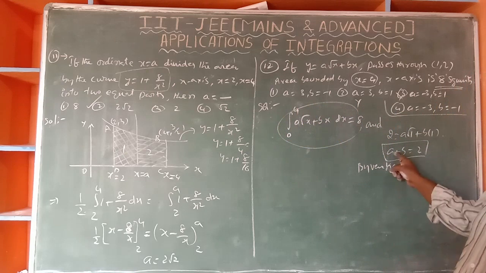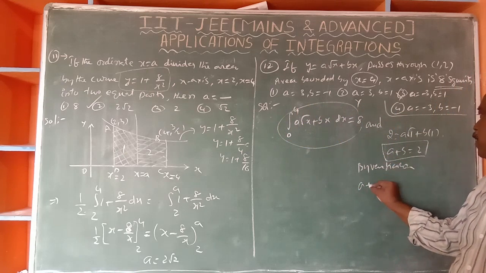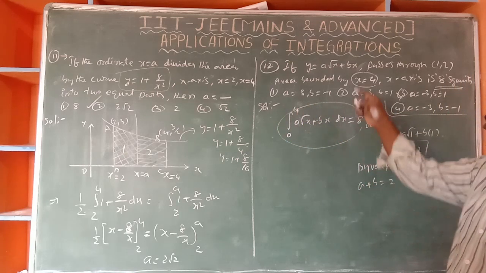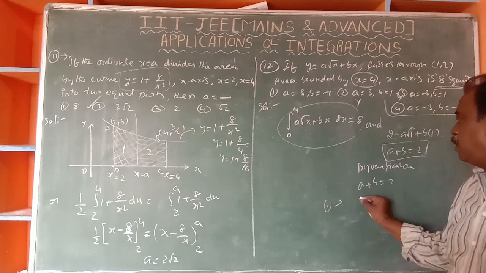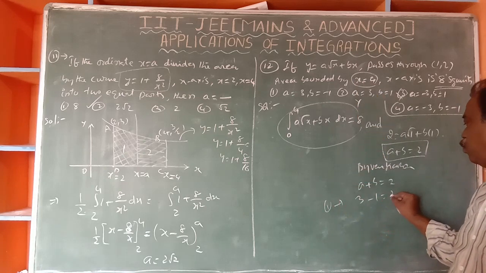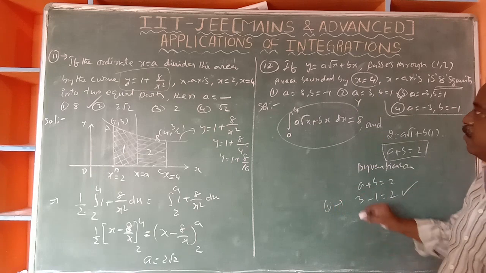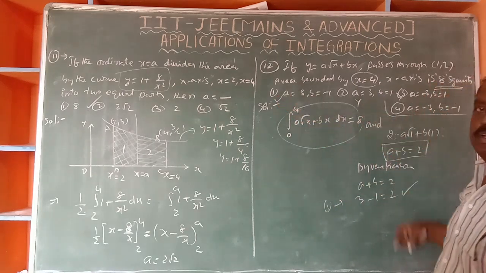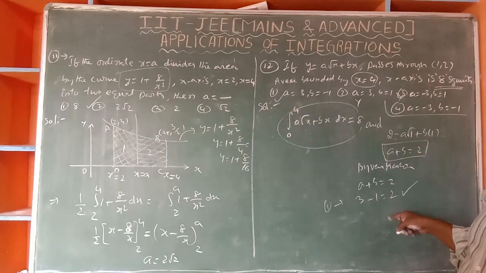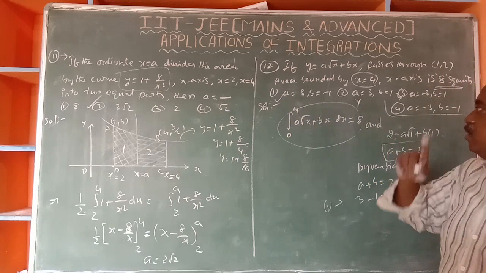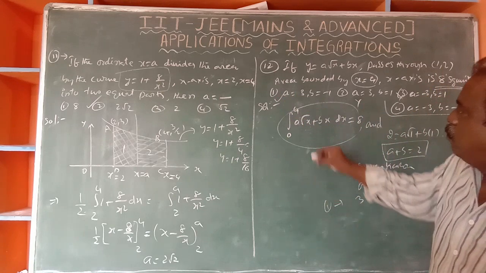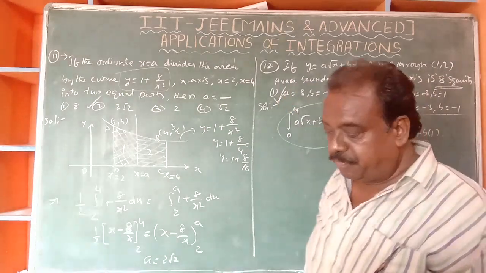You see, where given a plus b is equal to 2, you substitute option 1. It is 3 minus 1 is equal to 2. Yes, it is correct. You substitute the second, third, fourth options, they will not satisfy. Okay? So like this we have to prove.